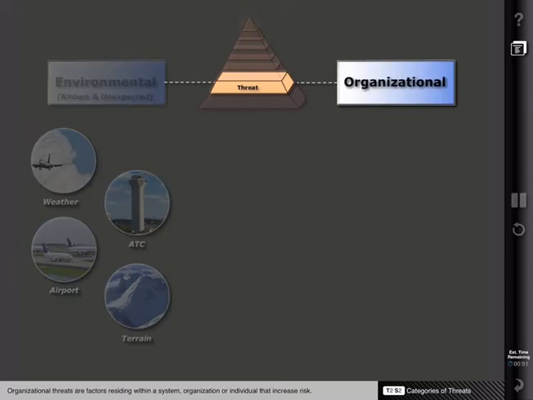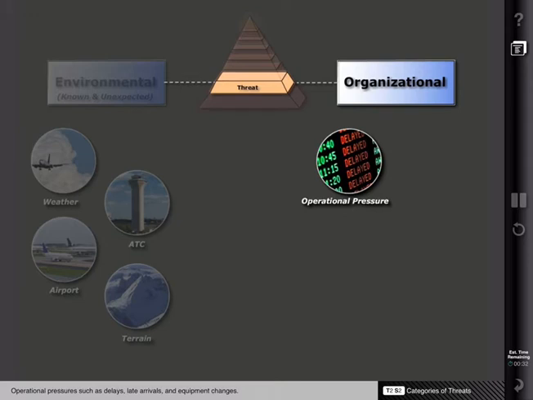Organizational threats are factors residing within a system, organization, or individual that increase risk. These threats are not directly observable and may be the result of cumulative events, such as procedural errors. Examples of operational threats include operational pressures, such as delays, late arrivals, and equipment changes.